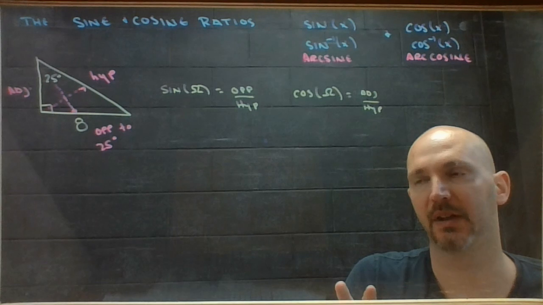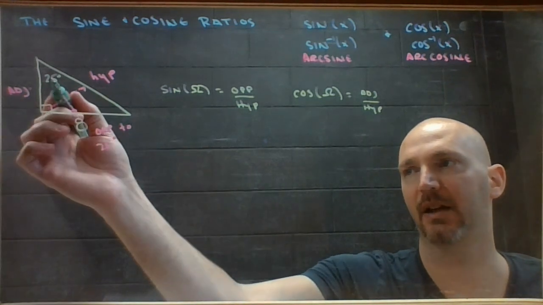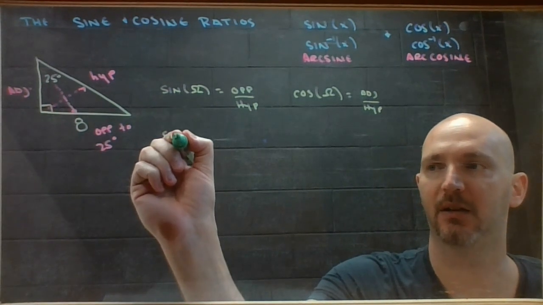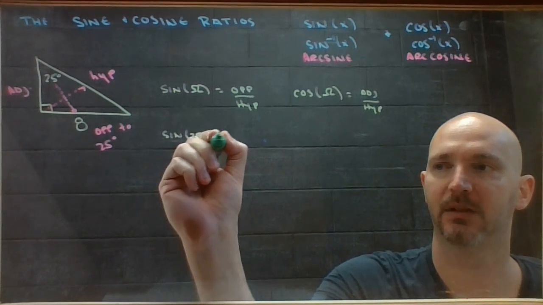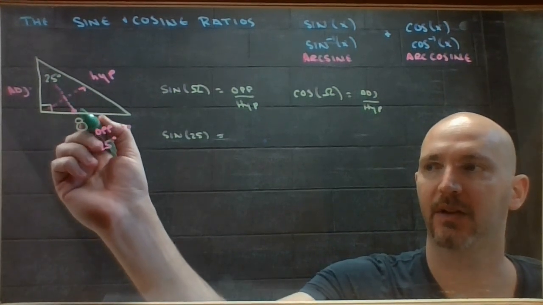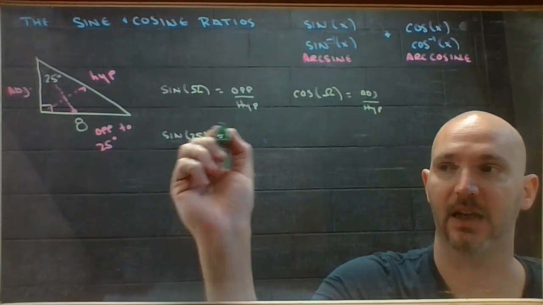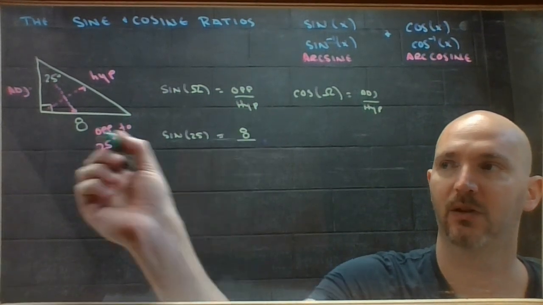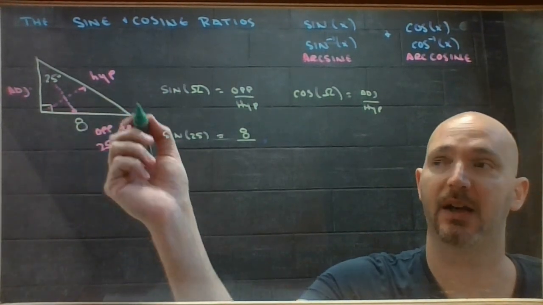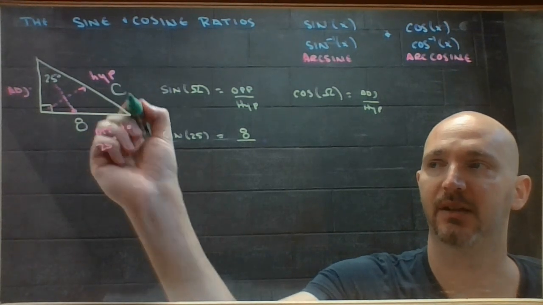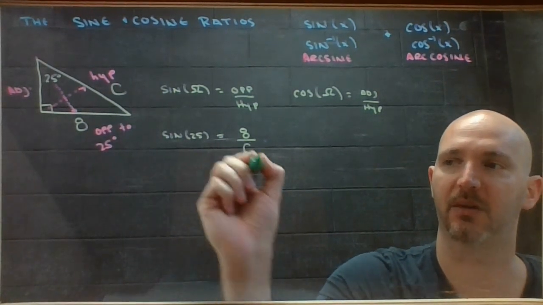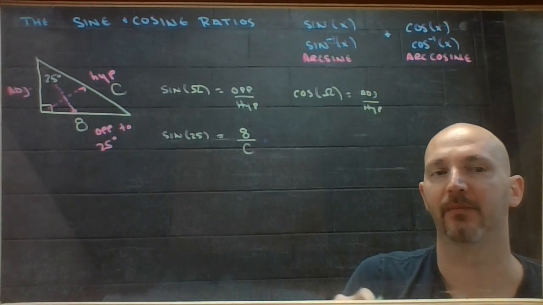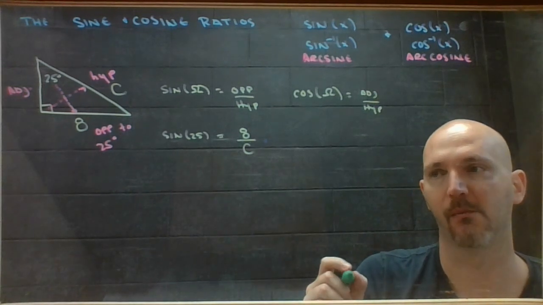So if I start filling numbers into this, the sine ratio would be sine of 25 is the length of the opposite, which I have, that's 8, over the length of the hypotenuse, which I don't have. So I'm just going to put in a C there to represent the length of the hypotenuse. And I'm just going to leave that for a minute.